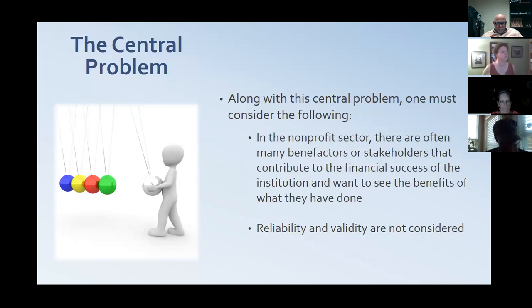So that should be taken into consideration whenever dealing with this central problem. You don't know for sure what resources are being allocated where. Secondly, I want to take a turn for statistics. Reliability and validity are not considered. What this means is you have to test something to prove it to be reliable. You need validity to go along with that.